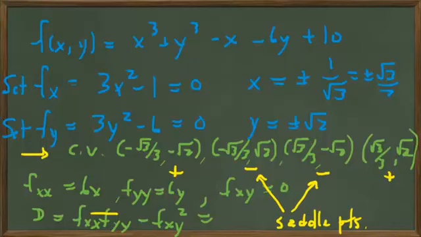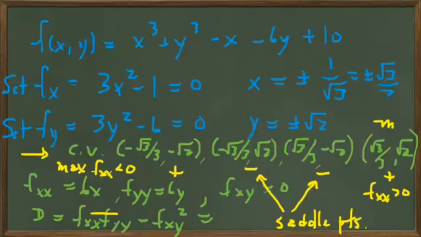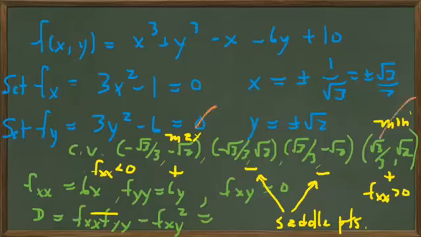and with the second derivative negative here, we're going to have a relative max, and with the second derivative positive here, we're going to have a min. So recapping, we had a max here, a min here, and then a saddle point here and here.